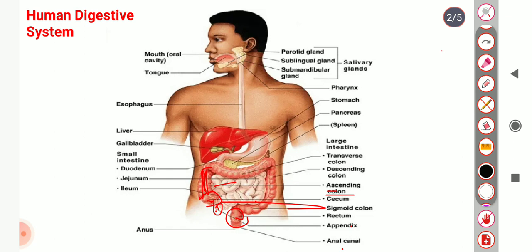Third one is the rectum. The sigmoid colon opens into the rectum. You can see the structure of the sigmoid colon, and it opens into the rectum. The rectum comprises the last 20 centimeters of the digestive tract and terminates in the 2 centimeter long anal canal. This is the anal canal.